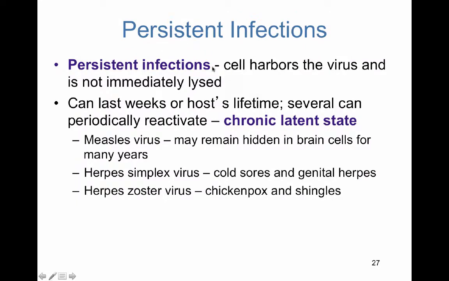And there are a lot of viral infections that have the ability to display this persistency. So there are cells that are infected that can harbor the virus for a long period of time. They're not immediately lysed. Also, you can have chronic viral infections. So, for example, the measles virus can remain hidden in brain cells for many years. Herpes simplex virus, HSV1, is the causative agent of cold sores, and HSV2 is the causative agent of genital herpes.